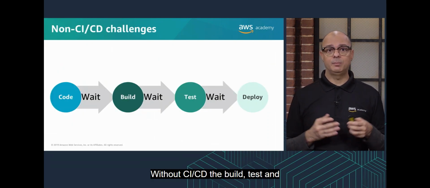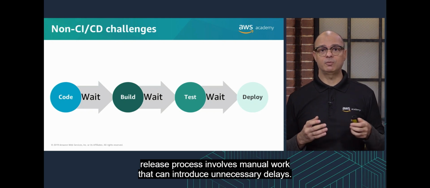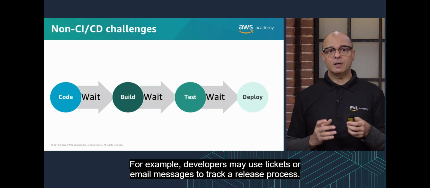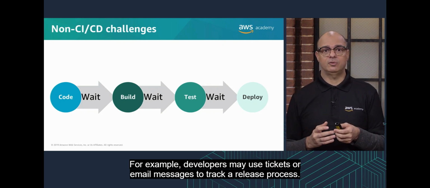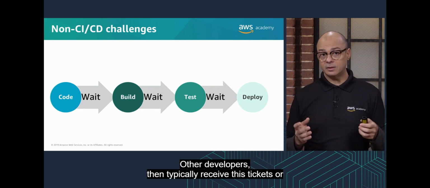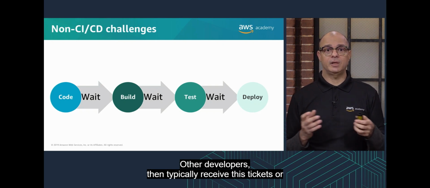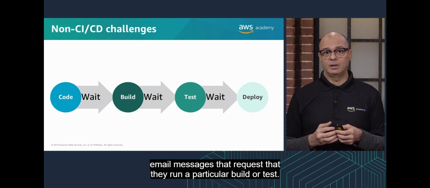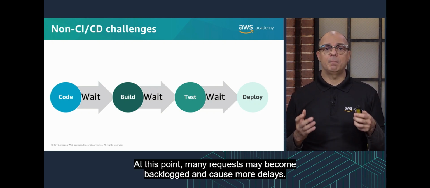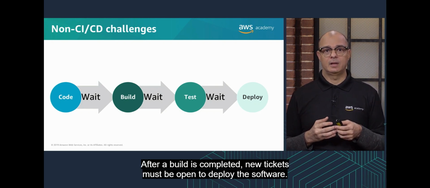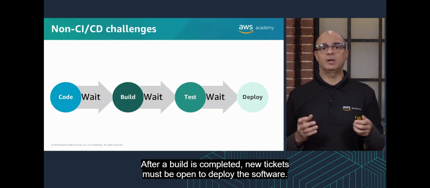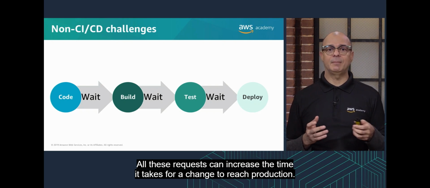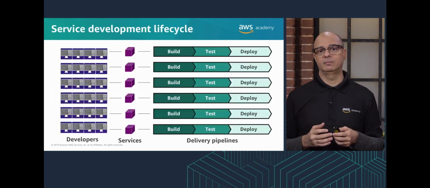Without CI/CD, the build, test, and release process involves manual work that can introduce unnecessary delays. For example, developers may use tickets or email messages to track a release process. Other developers then typically receive these tickets or email messages that request that they run a particular build or test. At this point, many requests may become backlogged and cause more delays. After a build is completed, new tickets must be opened to deploy the software. All these requests can increase the time it takes for a change to reach production.